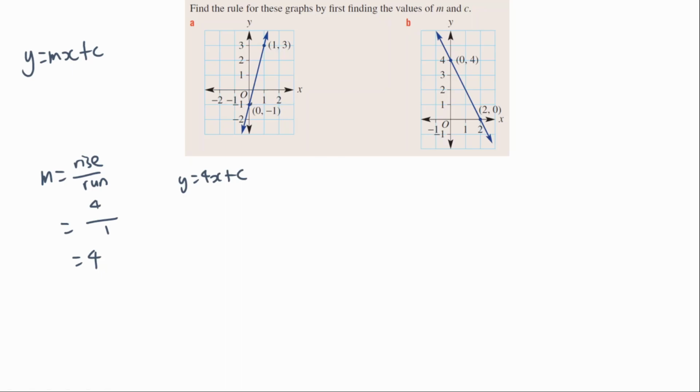And remember, c is just the y-intercept, so that's where it crosses the y-axis. So that will be that point there. So y-intercept is negative 1, so our equation would in fact just be y equals 4x minus 1. And let's have a go at the next one.